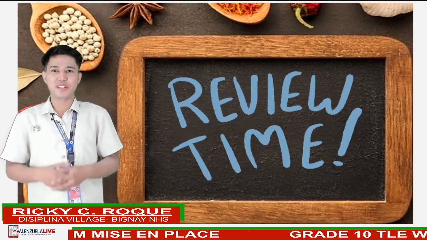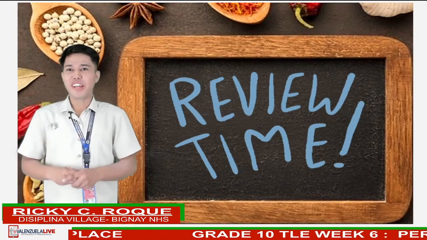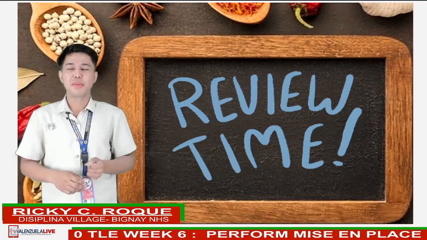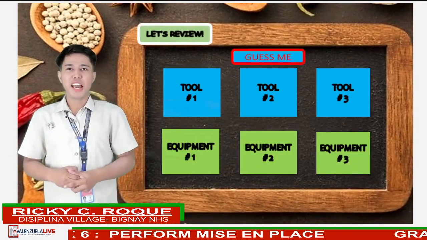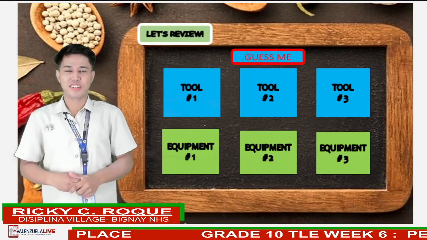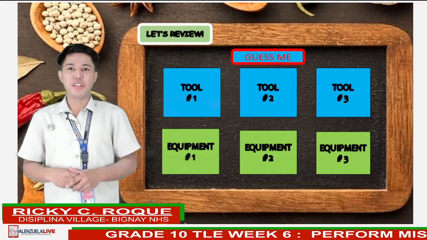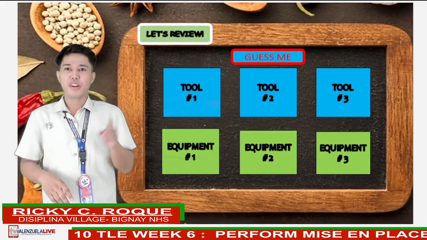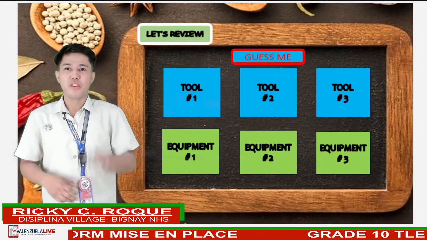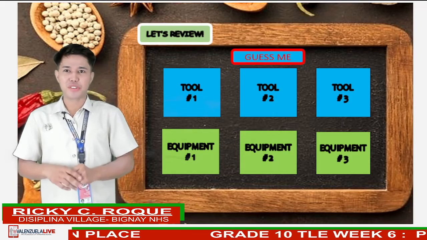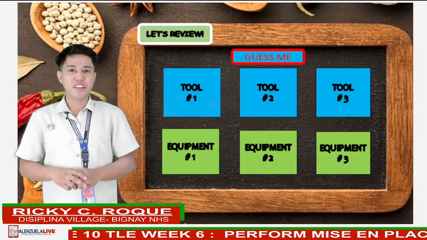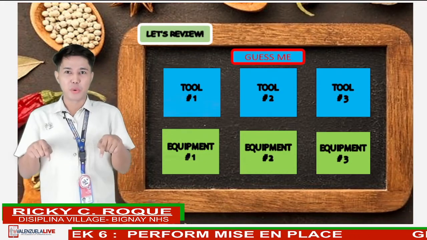Before we proceed to our discussion today, let us review different tools and equipment used in the kitchen. Are you ready? Me too. Look at the words tool and equipment written in the boxes. In each, there is a question to be answered. Remember, you have to answer 4 out of 6 questions. I will give you 5 seconds to think for the right answer. Write the answer in your activity notebook, and you may also type your answer in the comment section below.